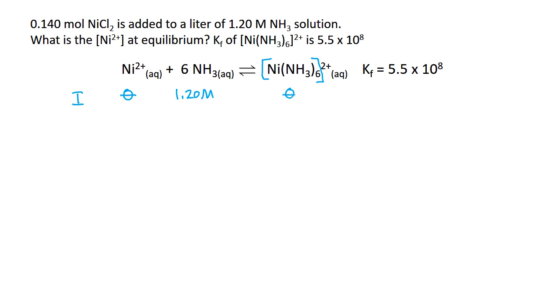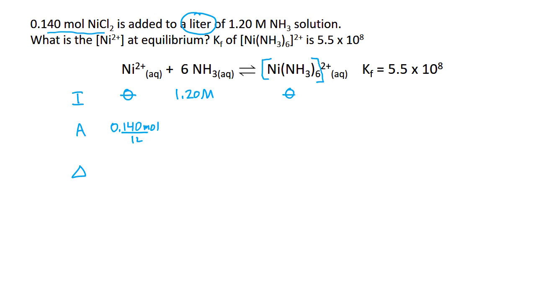Now what we're going to do is add nickel chloride. And the trick to this is in a liter. So in our table, we can only put molarities. So this is 0.140 moles per 1 liter. So we've added that nickel. Now a change is going to happen. And what's going to happen? So now we have this change line.